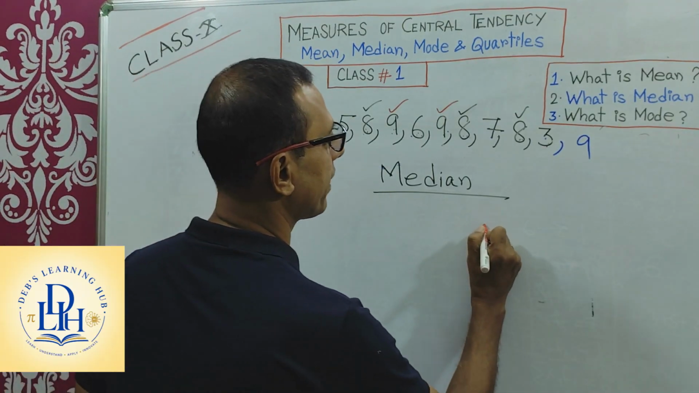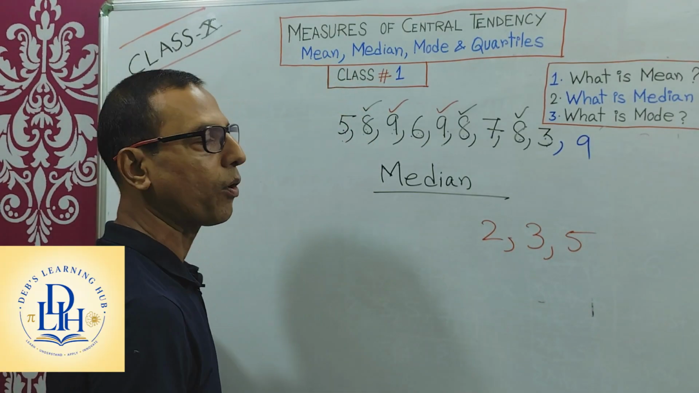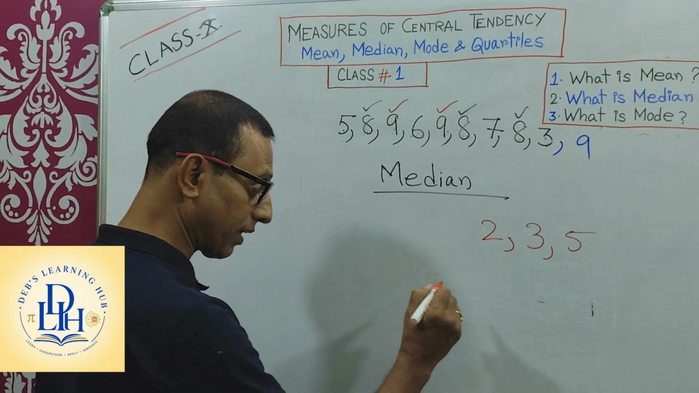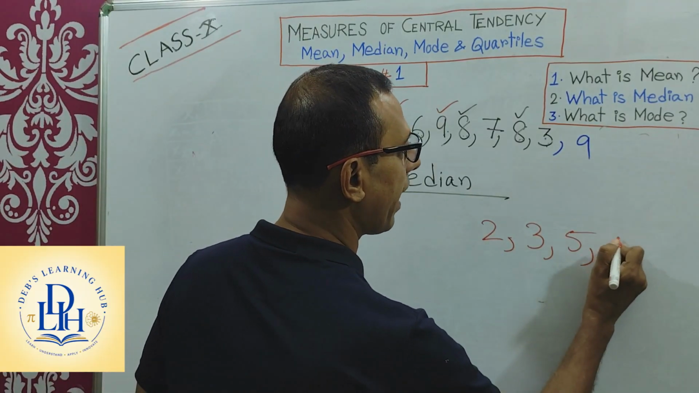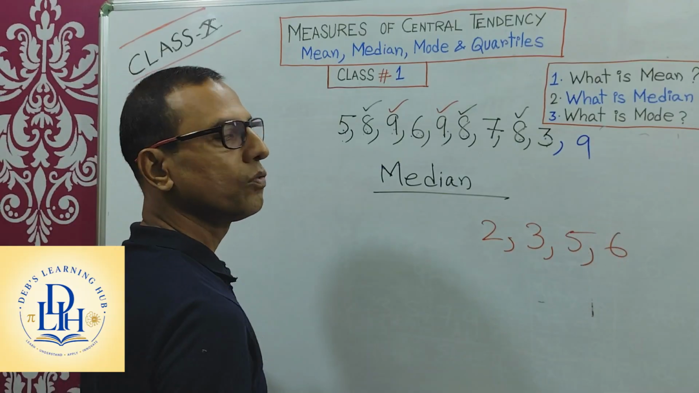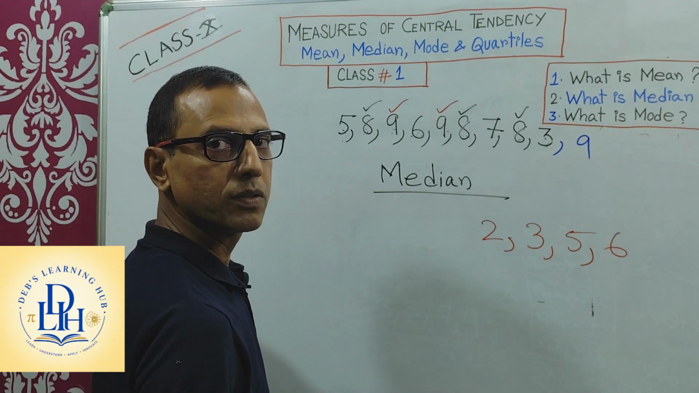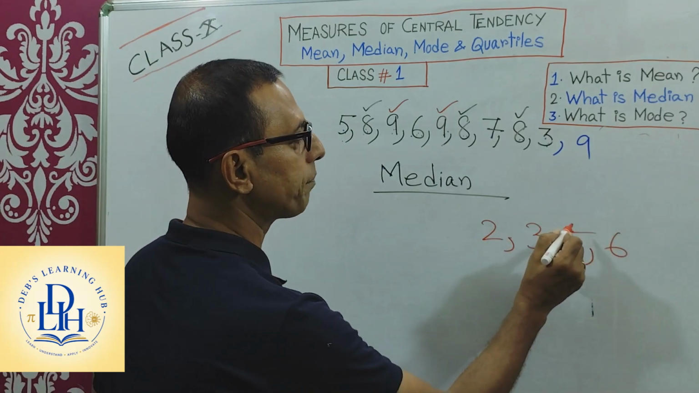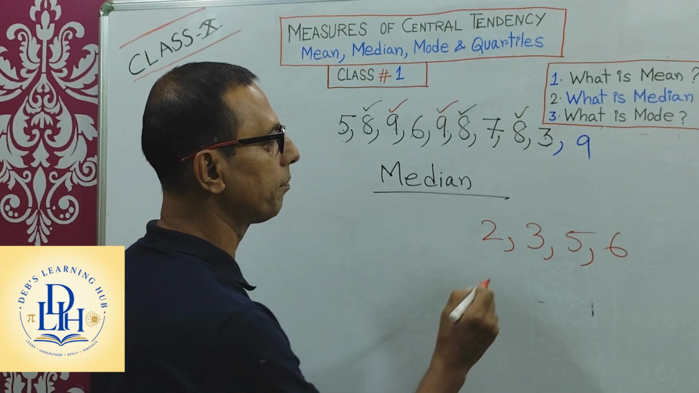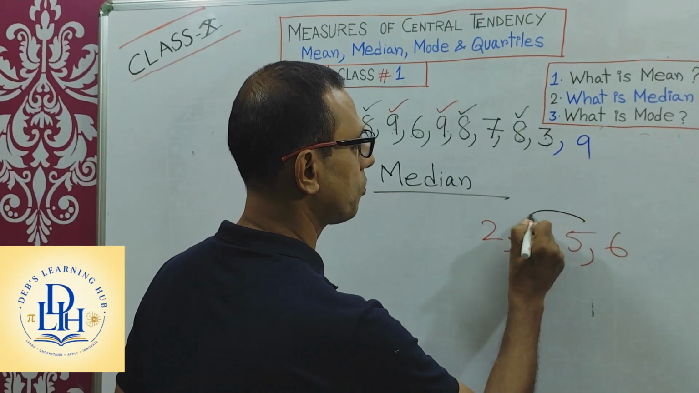Let's say there are 3 observations: 2, 3, 5. What is the middle point? 3 is the middle point. But let's say we add another observation, 6. Then what is the middle point? Since the number of terms is even, there cannot be one middle term. In that case, there are 2 middle terms.